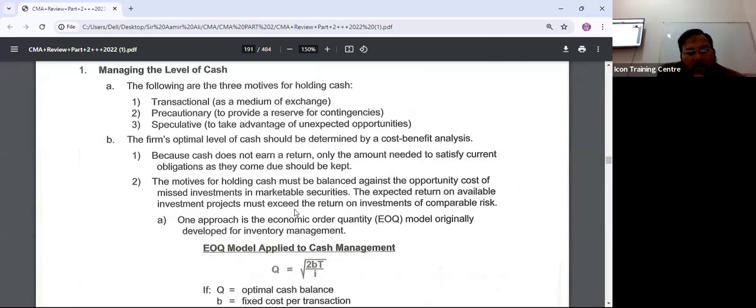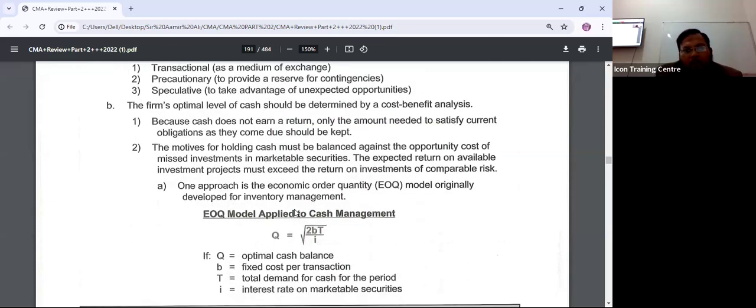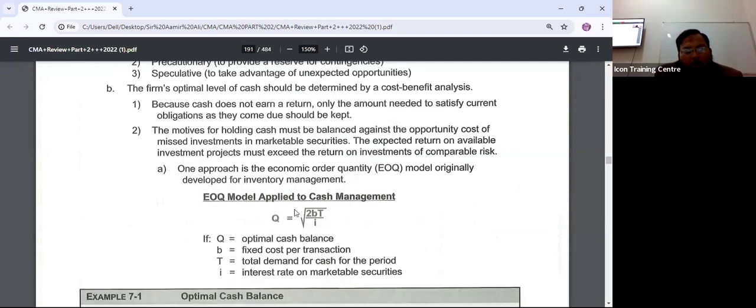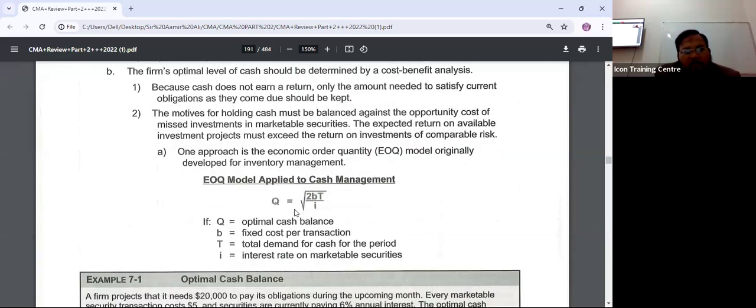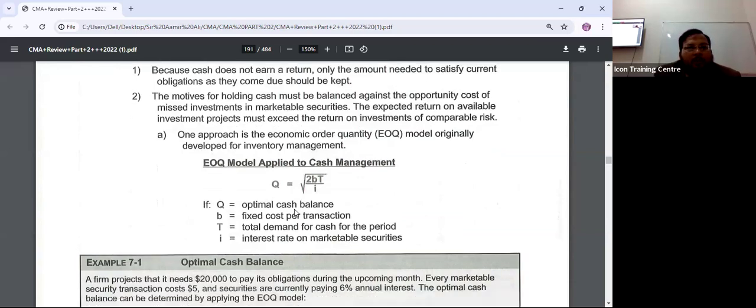One approach is the economic order quantity model, originally developed for inventory management. Now we have the EOQ model applied to cash management. This is the formula. Q is the optimal cash balance, P is the fixed cost per transaction, T is the total demand for cash for the period, and I is the interest rate on the marketable securities. That gives you how much cash you should keep in your business.